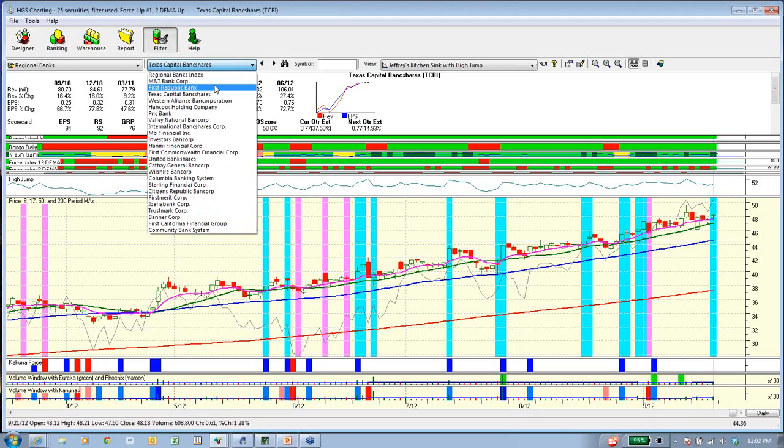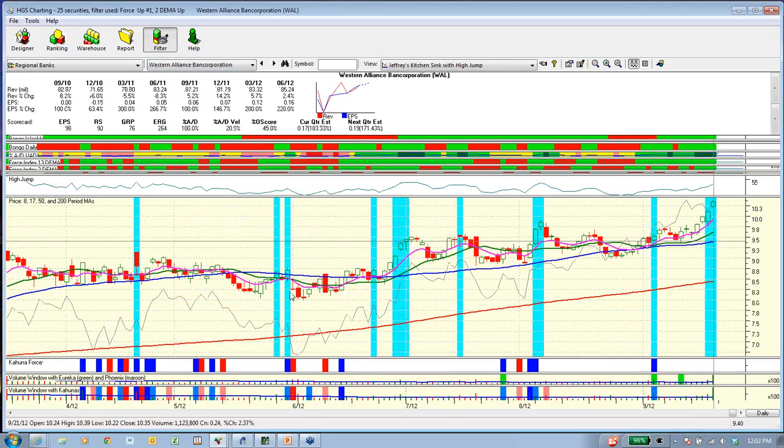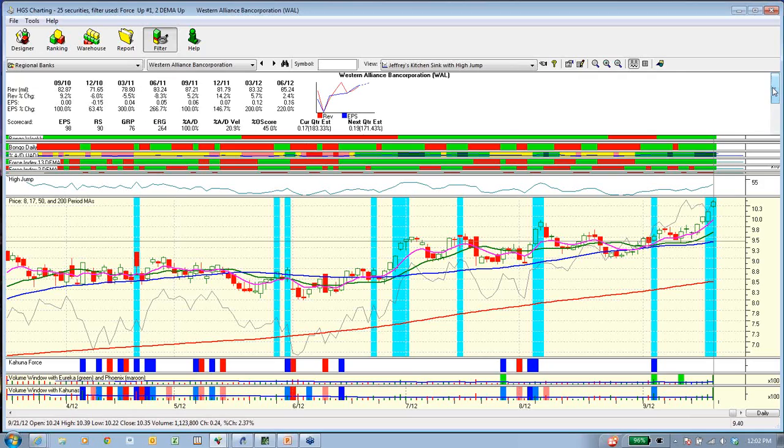Let me see if there's anything else that I looked at in this list, though. Western Alliance also looked good this weekend. Not as obvious as TCBI, but great earnings per share growth. Also does not pay a dividend. A little bit higher multiple. Small bank, $800 million bank, but interesting looking chart pattern. Nowhere close to the high jump bar.